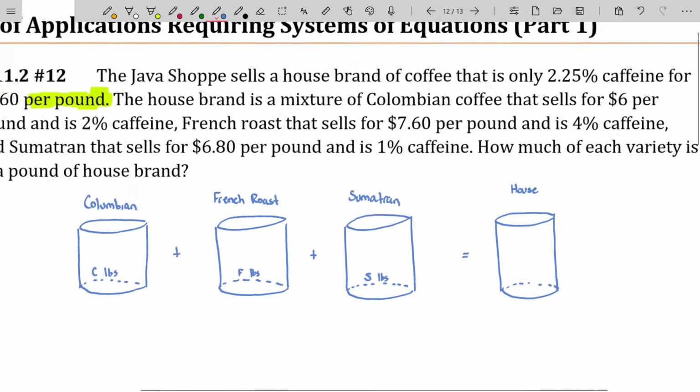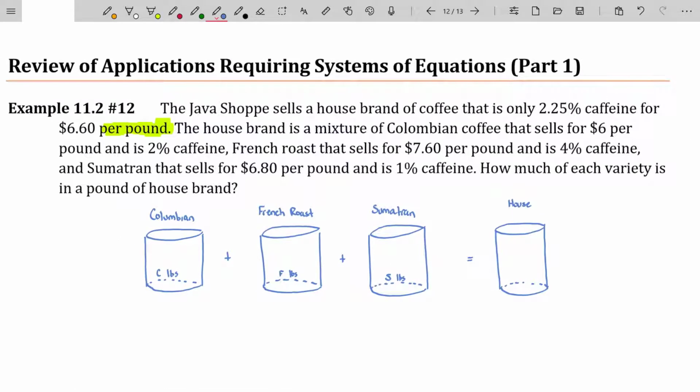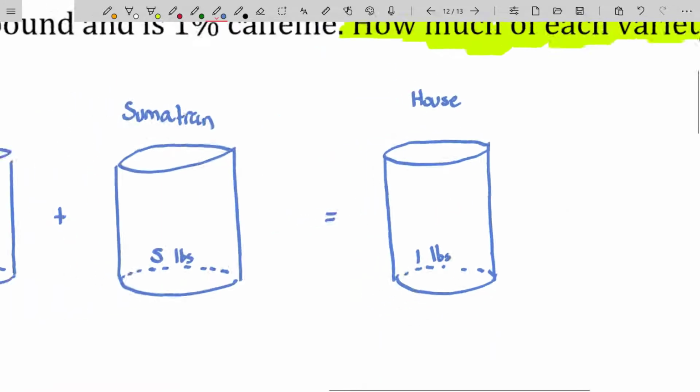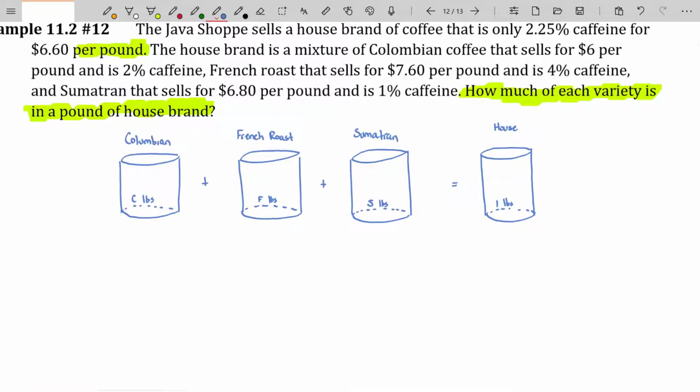And in the end, we want to know how many pounds of each, whoops, that was supposed to be a highlighter, but it just did not turn out that way. How many pounds of each is in a pound of the house brand? So I know that the final bag will say 1 pound. Oops, except you have to put pounds in the right order there. Don't know why that didn't work out for me. So 1 pound there. All right, what else do we need to know?